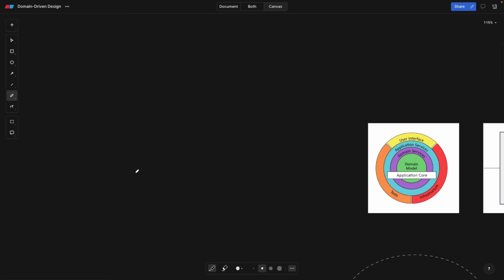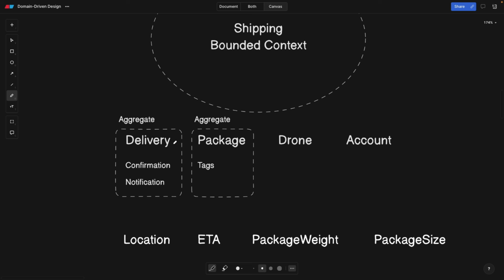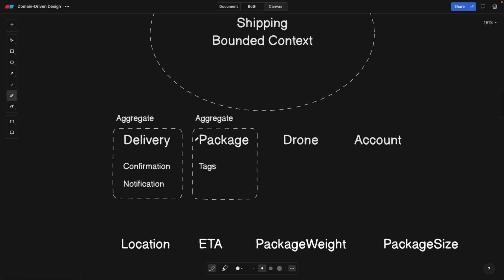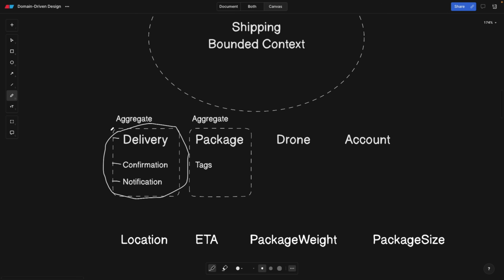So if we go here, we have a shipping bounded context. So we have delivery entity, we have package entity, we have confirmation entity, and notification entity. Aggregate is going to encapsulate these into one. Okay, so this is gonna be one aggregate, even though we have one root entity and two child entities. Now, why is it all together? Well, the reason is whenever there's a transaction happening, they have to be committed all together.